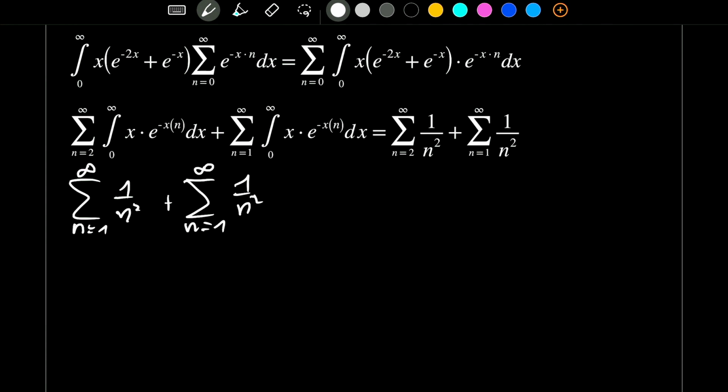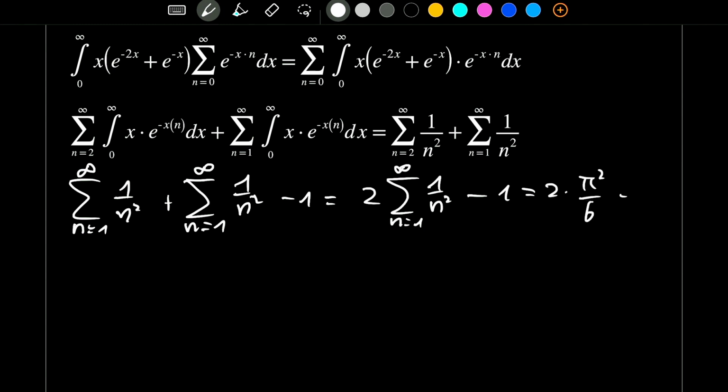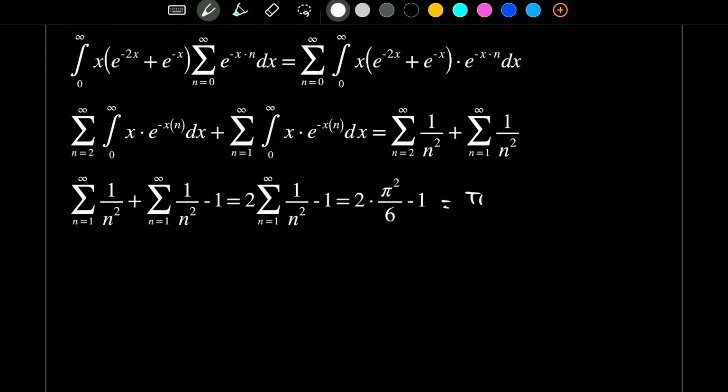Now what is that going to be? We're going to have to do minus 1. So check if that makes sense to you, and now we can just compute this last part. So we're going to get twice the sum from n equals 1 to infinity of 1 over n squared, minus 1, which is going to give us 2 times the Basel problem, pi squared over 6, minus 1, which is going to give us pi squared over 3 minus 1. And that is our final answer.